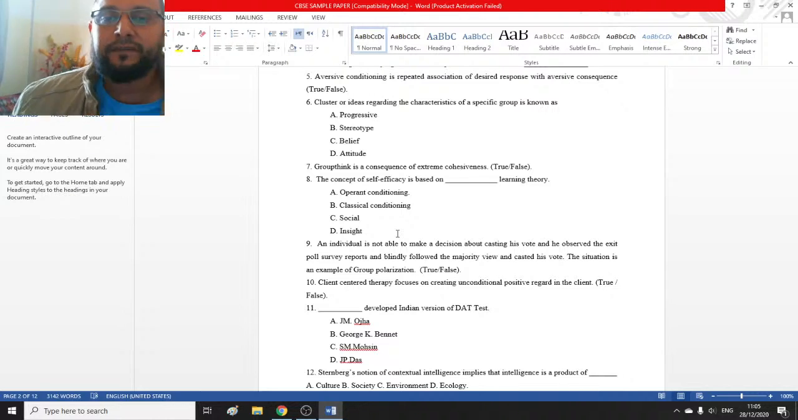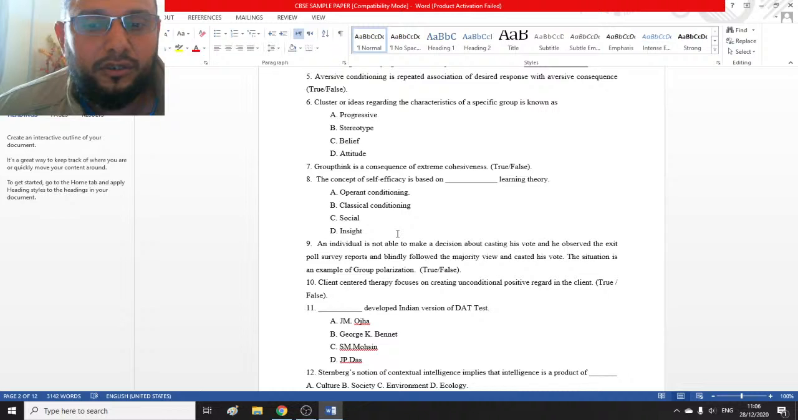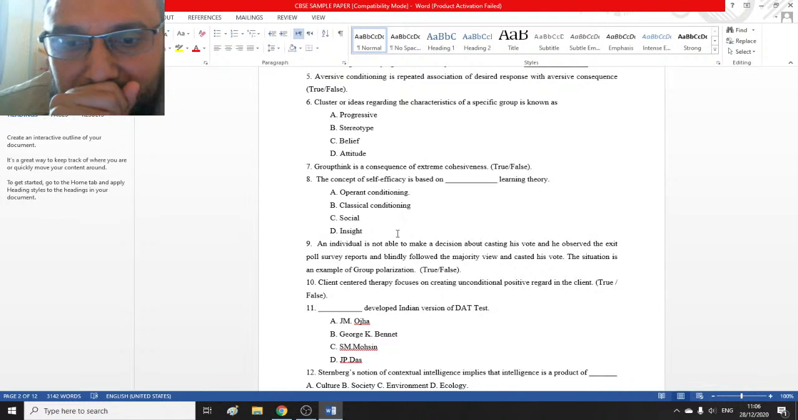What is the bandwagon effect? In the matter of critical issues or capital punishment, an individual not able to make a decision, then what will he do? He sees the majority. He observed the exit poll. Exit poll is also a way of showing who is with the majority and who is with the minority. So blindly he imitated the majority. It is the bandwagon effect.